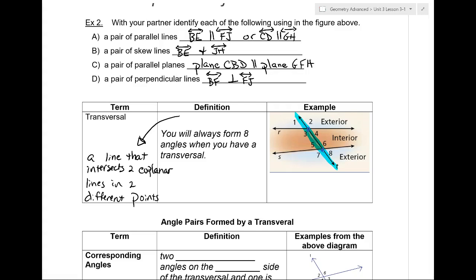Now, on the outside, where the transversal keeps going and it's only really touching that one line and keeps going, the lighter, I had light blue, like a bluish gray on mine. So for you, it's just going to be the light gray on there, right? That is going to be called the exterior. So angles 1 and 2 are exterior, and angles 7 and 8 are exterior angles. It's all about location, location, location. It helps us identify things better.